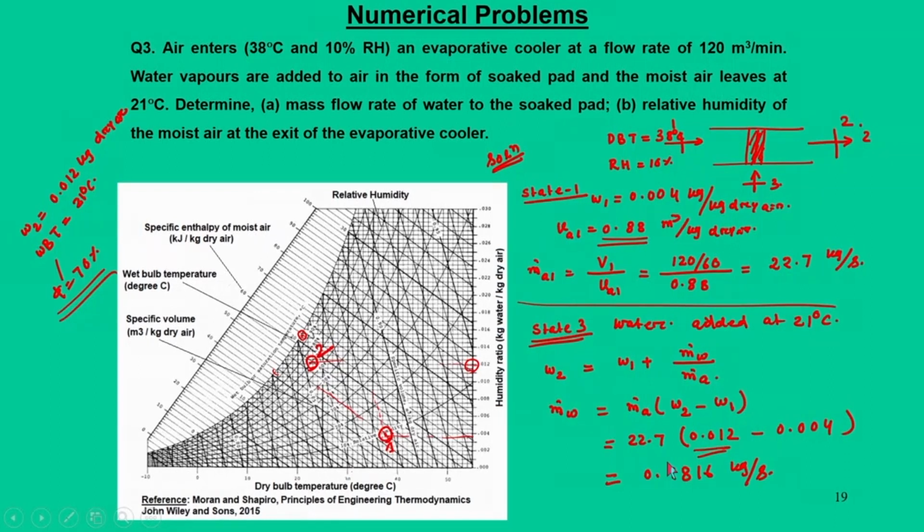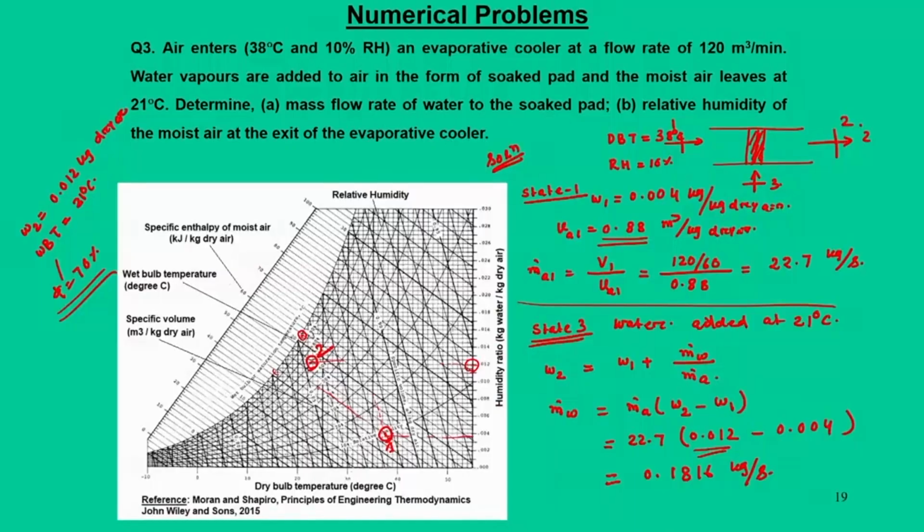So, this is how we are going to locate states 1 and 2 in the psychrometric chart, get the properties and then use them to solve the problems. Here we have attempted 3 problems: one on dehumidification processes, another on humidification processes, and the third on evaporative cooling processes. Next class we will talk about a similar problem on an adiabatic mixing process. With this I conclude this lecture for today. Thank you for your attention.